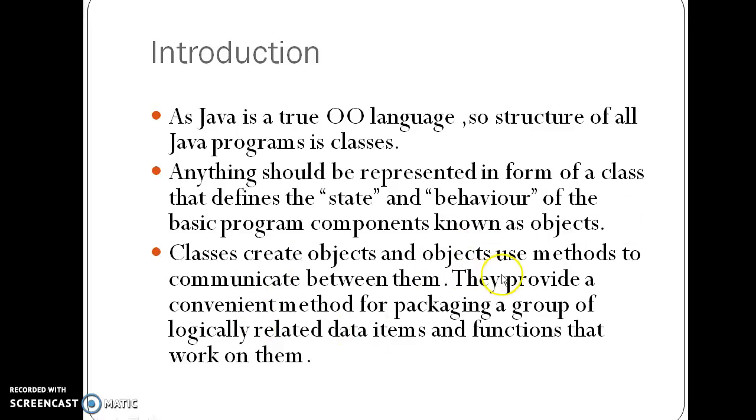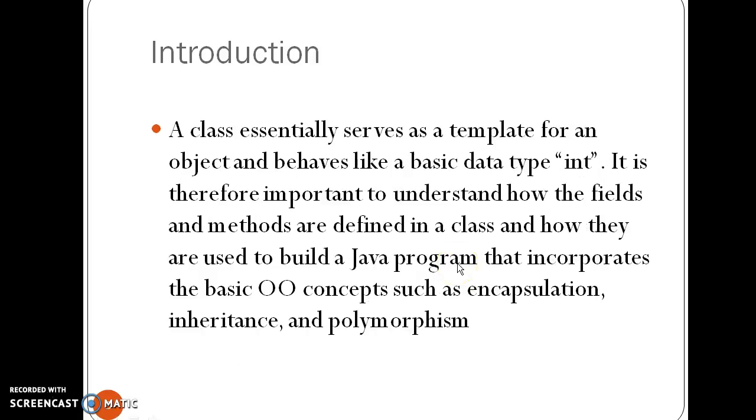Classes create the objects and objects use methods to communicate between them. They provide the method for packaging a group of logically related data items and functions that work on them. A class is a template for an object and it behaves like a basic data type int. It is therefore important to understand how the fields and methods are defined in a class and how they are used to build a Java program that incorporates the basic object-oriented concepts such as encapsulation, inheritance, and polymorphism.